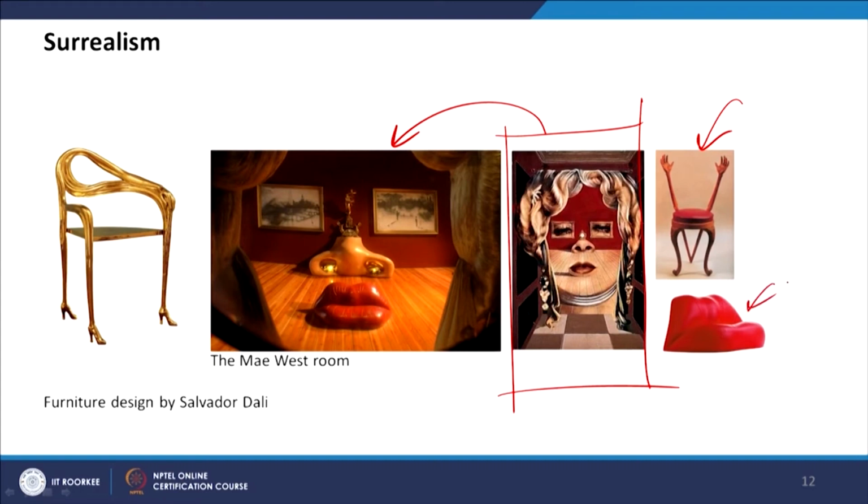This is a Boca sofa, which mimics the lips of a human, and this furniture mimics the arms and legs of the human body, but this is actually a chair. So this kind of dilemma of what it depicts is there in surrealism in furniture design.